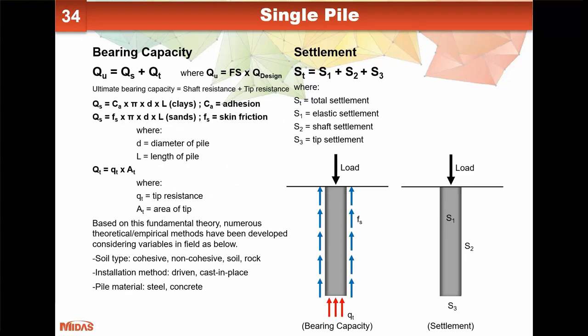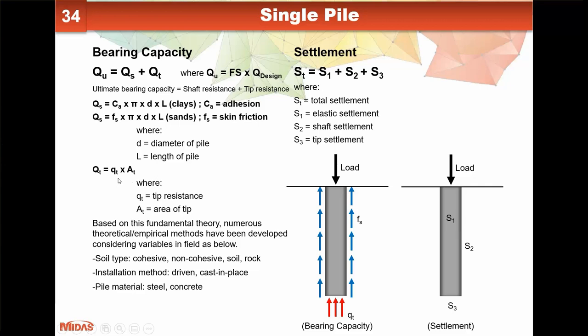So for a single pile, the ultimate bearing capacity is equal to the shaft resistance plus the tip resistance, where QS, the shaft resistance, is equal to a factor, CA or FS, times the surface area of the pile. So if it is a circular pile, you will use pi D times the length of the pile. For the tip resistance, QT is equal to the tip resistance times the area of the tip.